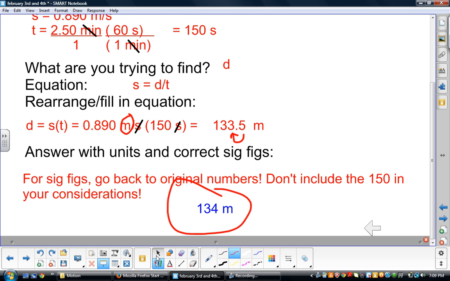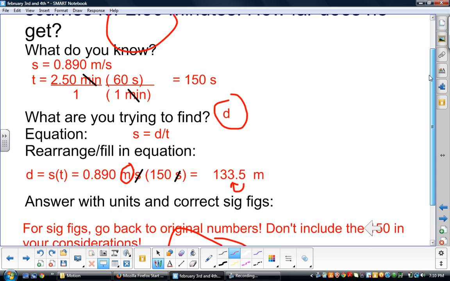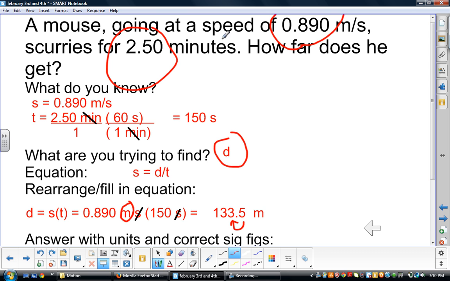By the way, if you get to this point and you're not really sure what your units should be, you're like, wait a second, it's 134, but what the heck was my units? What you do is you go back up and you say, okay, what did I solve for? I solved for distance. What distance unit did I have in my original problem? Well, meters. So therefore, my answer is going to be in meters too.